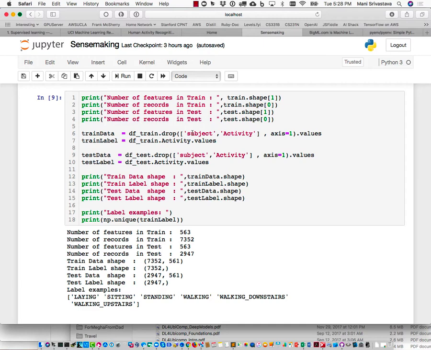Okay, so one of the things we do is we drop the subject because we don't want to use the subject as a feature, even though it appeared as a column there. If subject gets used as a feature, then it will become very person specific and you don't want that. And then we also drop the activity because that's really the ground truth, that's the label. So you obviously don't want to have that as a feature also. And the label consists of the activity. Okay? And we do that both for the training data and the test data.